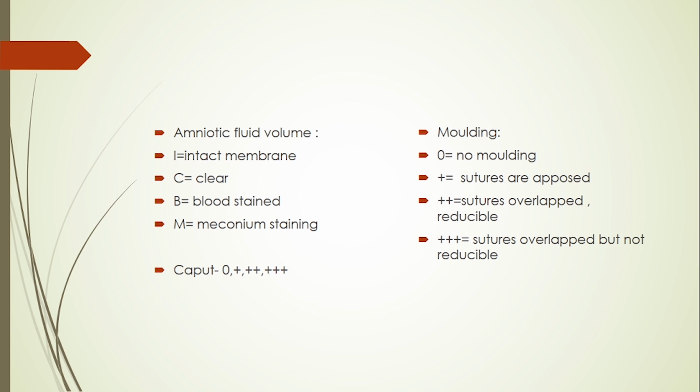The other assessment that is done on the fetus is the molding. Molding here means you want to see whether the sutures are apposed together or not. No molding is recorded as 0. When the sutures are apposed, you record that as 1 plus under the molding, 2 pluses if the sutures are overlapped but are reducible. And when there is severe molding, you grade it as 3 pluses, and that means that the sutures are overlapped but not reducible.